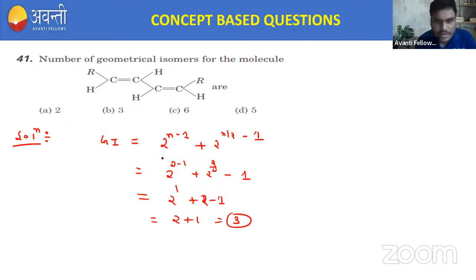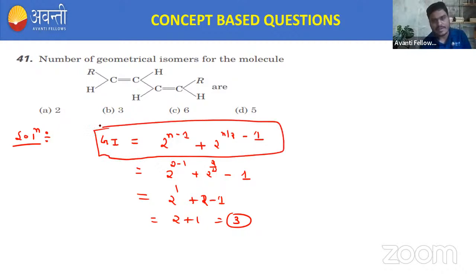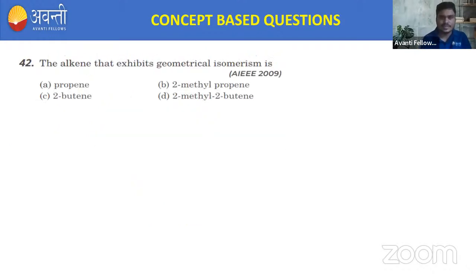So this formula we are going to describe in the next class, right? How this formula comes and how you will get to know whether you have to apply this formula or not. So this formula we also use for calculating the GI. So we're going to see this in the next class. This question is from AIEEE 2009, a very old question. I hope all of you are able to solve this question. So this is a homework question for you all.